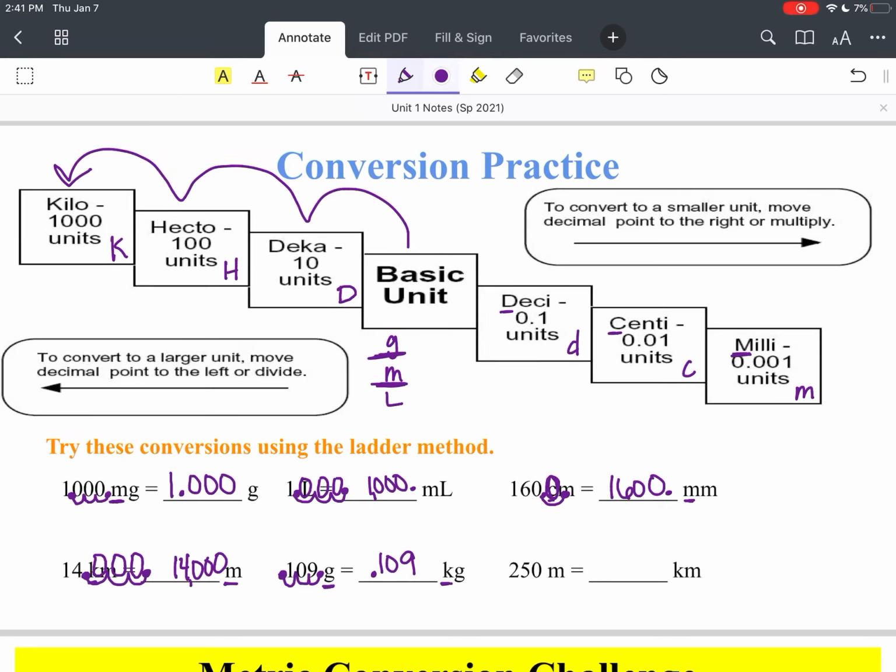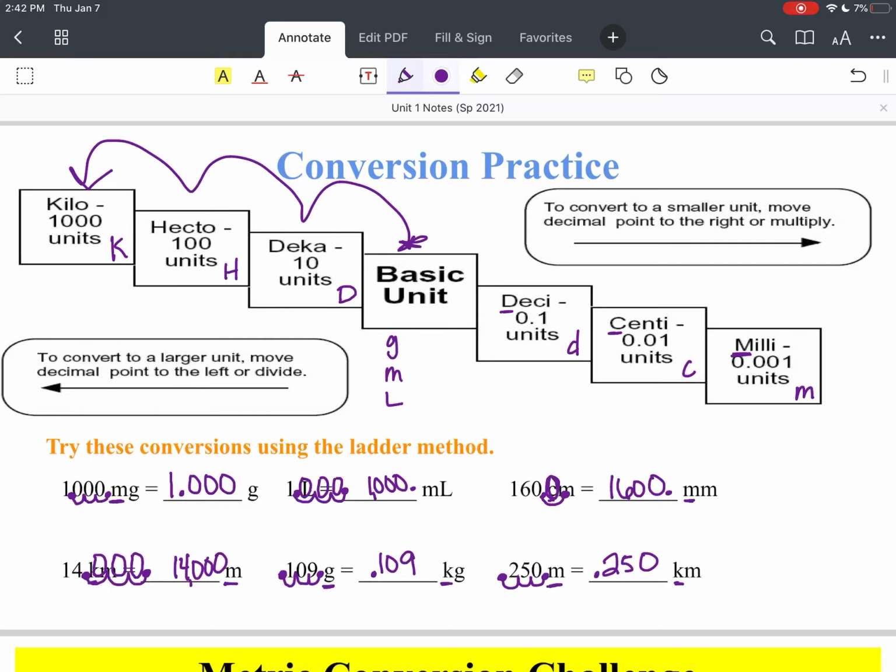Okay, the next one, I'm going from meters to kilometers. Let me erase. My decimal is at the end of the number. I'm starting at meters. 1, 2, 3 to kilometers. 1, 2, 3. There's my new decimal. 0.250.